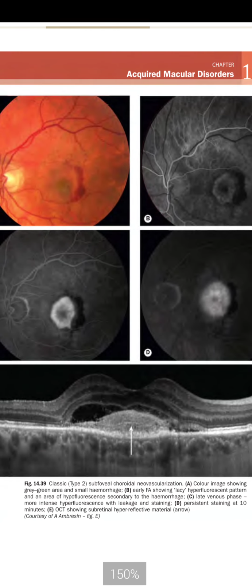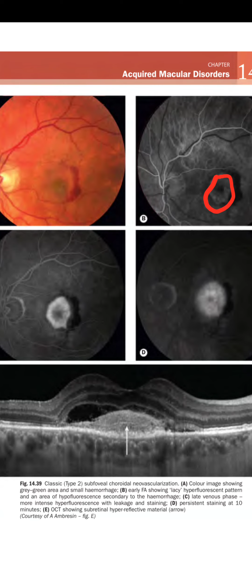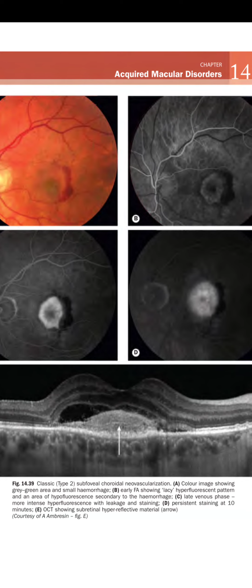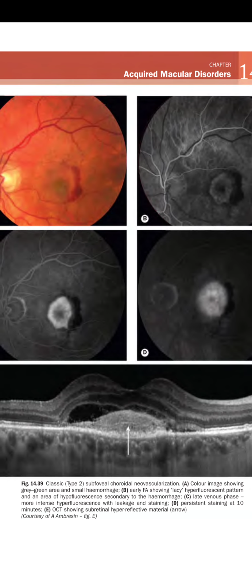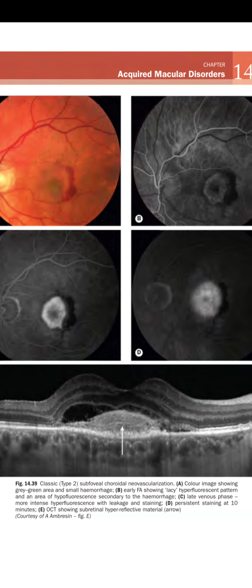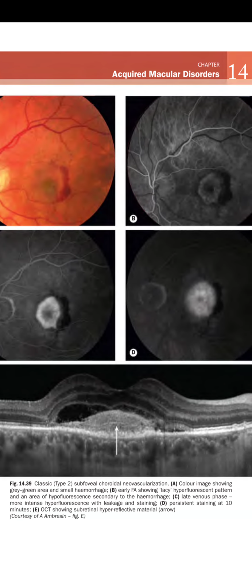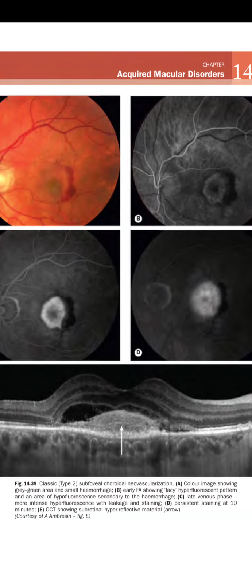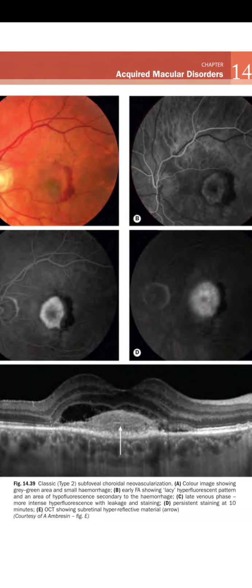Next is a classic lacy pattern. So you can see in the early transient phase, this is a classic lacy pattern. Classic type 2 subfoveal choroidal neovascularization. A, color image showing a gray-green area and a small hemorrhage. B is showing early FA showing a lacy hyperfluorescent pattern and an area of hypofluorescence secondary to hemorrhage. So this is a hyperfluorescence and this is due to hemorrhage. C is showing a late venous phase showing more intense hyperfluorescence with leakage and staining, and D is showing us a persistent staining at 10 minutes.